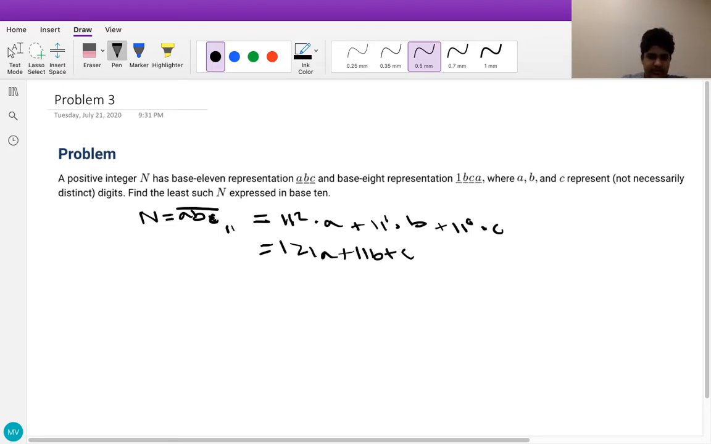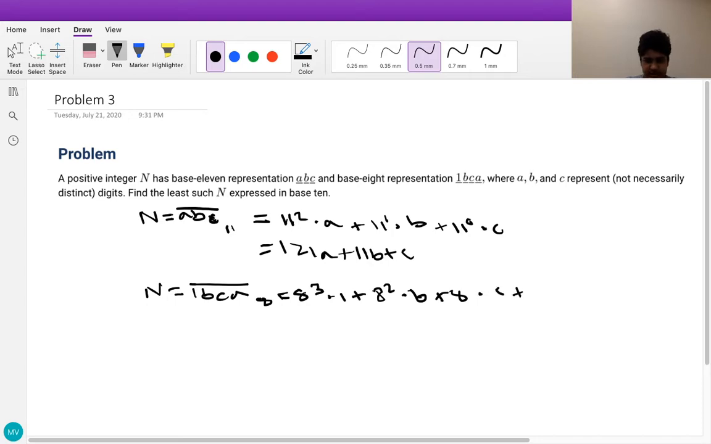Now let's look at the second representation, 1BCA. So if n is equal to 1BCA base 8, this is going to be equal to 8 cubed times 1 plus 8 squared times B plus 8 times C plus 8 to the 0th times A. Now this is just going to be equal to 512 plus 64B plus 8C plus A.